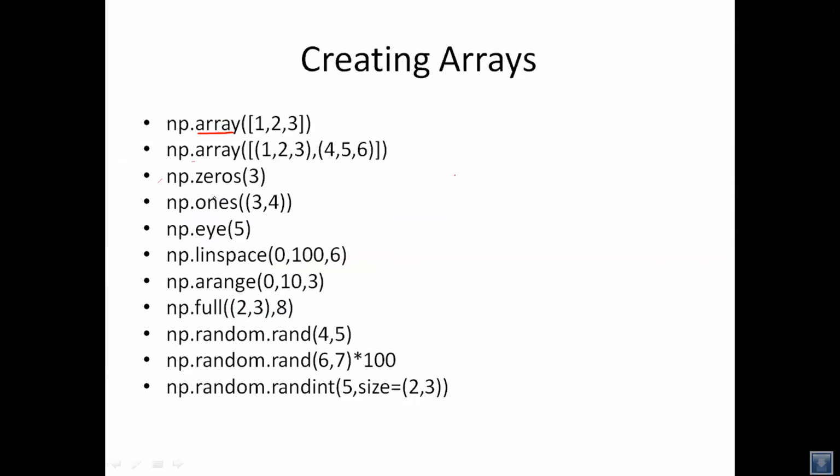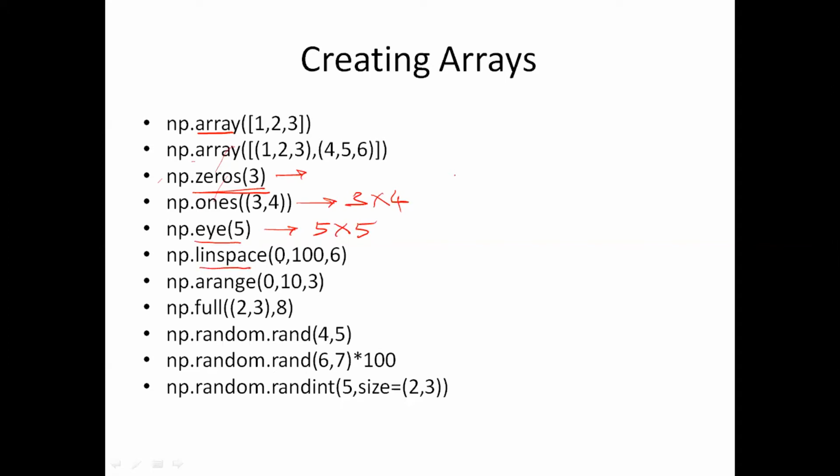Zeros is used to create an array containing all zeros. This will create a vector, whereas this will create a 2D array, a 3 by 4 matrix, having all ones. And I will create an identity matrix of 5 by 5.